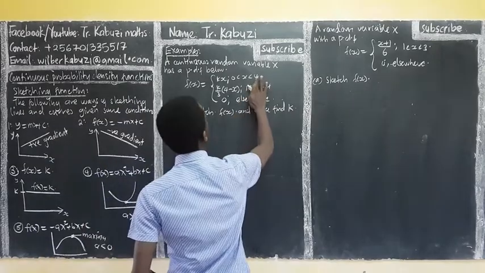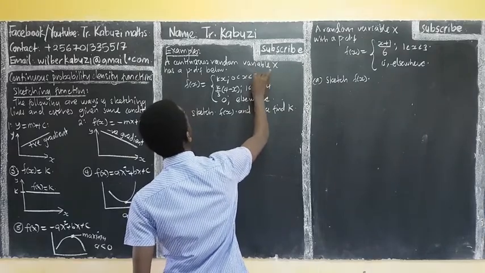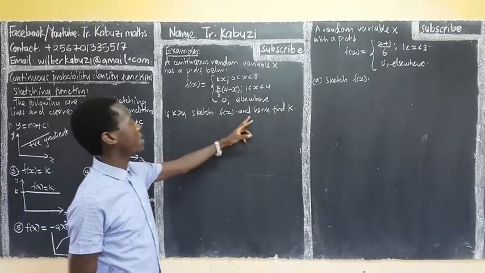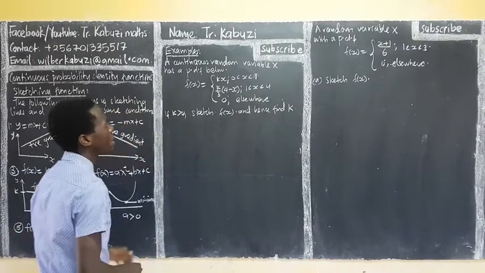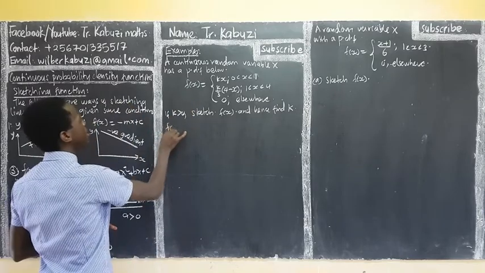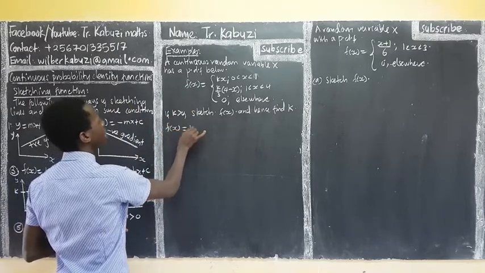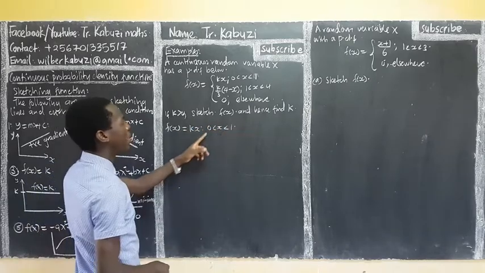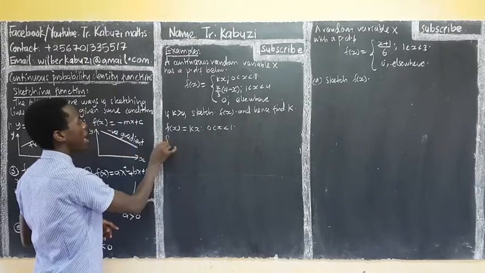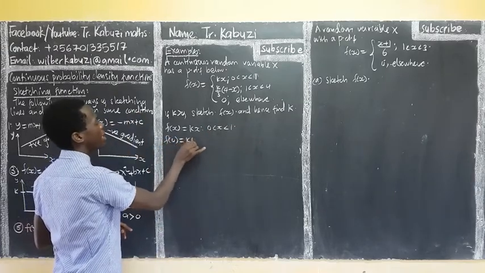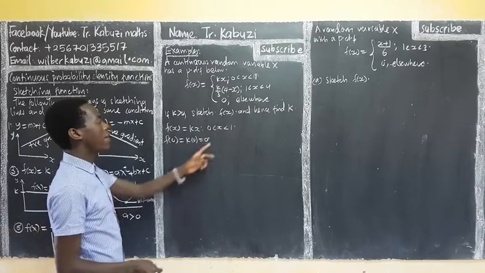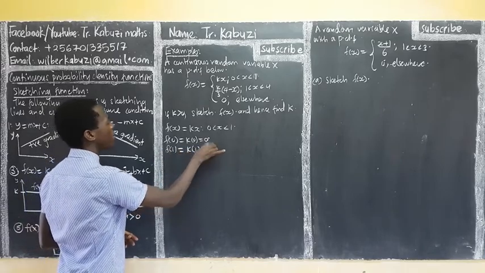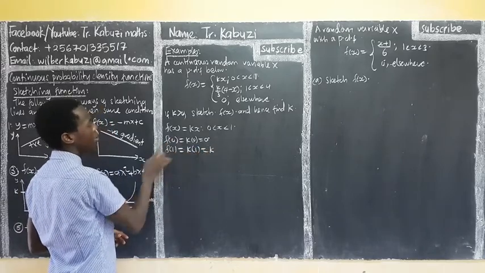Sorry, this is 1, not 4, this is 1. So now, if k is greater than 0, sketch f of x and hence find k. How do we sketch? We have our f of x equal to kx in the interval 0 less than x less than 1. So we evaluate this first interval: f of 0 would be equal to k into 0, which is 0. Also evaluated at 1, f of 1 will be k of 1, which is k. Where there is x, we are putting 1.